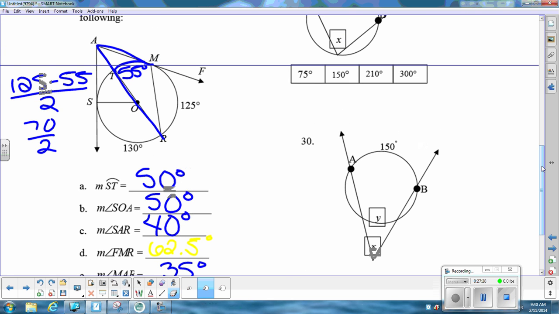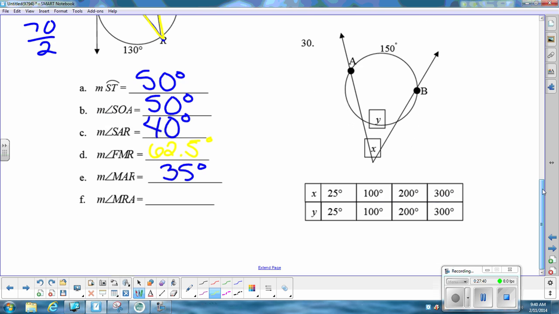Let's see what we have here. I'm going to outline this one in yellow again. MRA, it's the inscribed angle whose intercepted arc is the 55. So divide that by 2. This is 55 divided by 2, so this is 27.5 degrees.